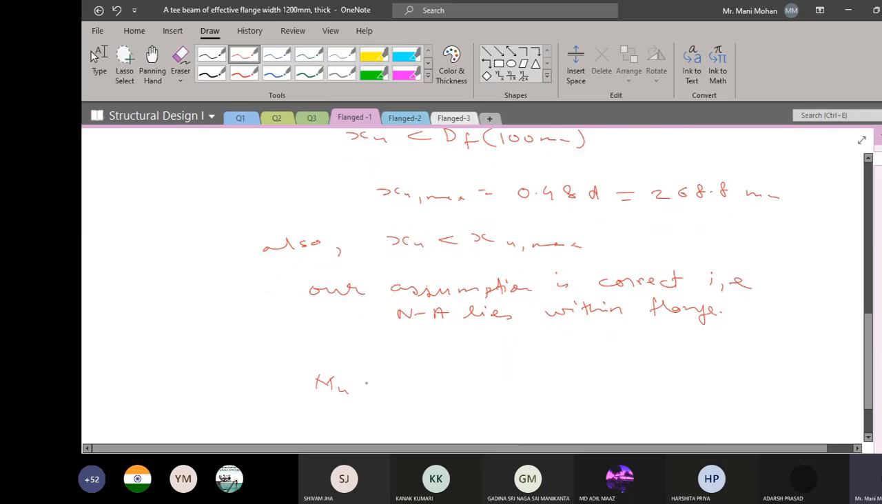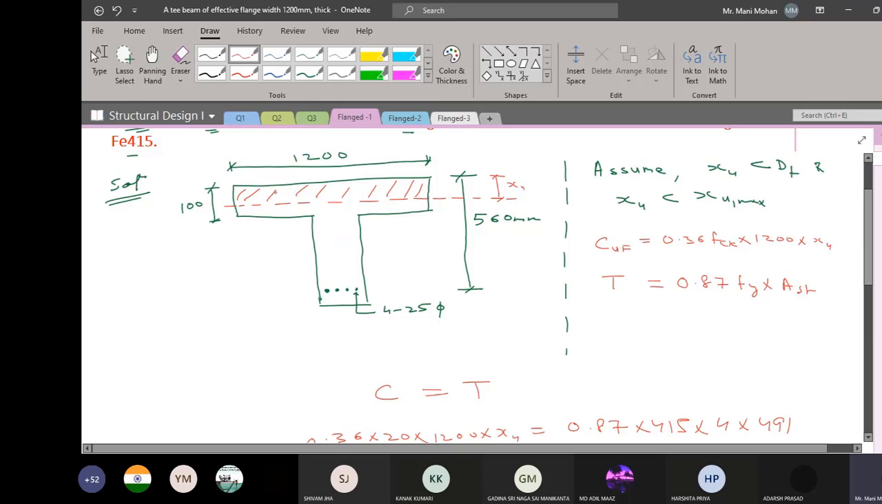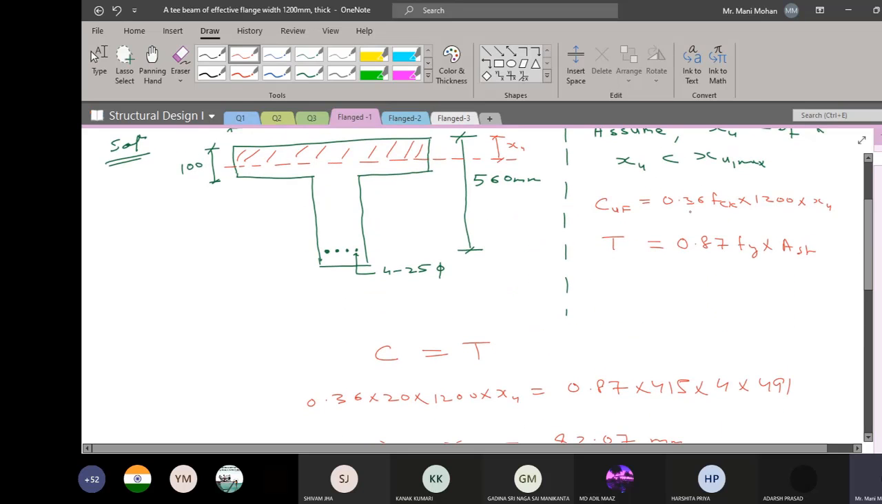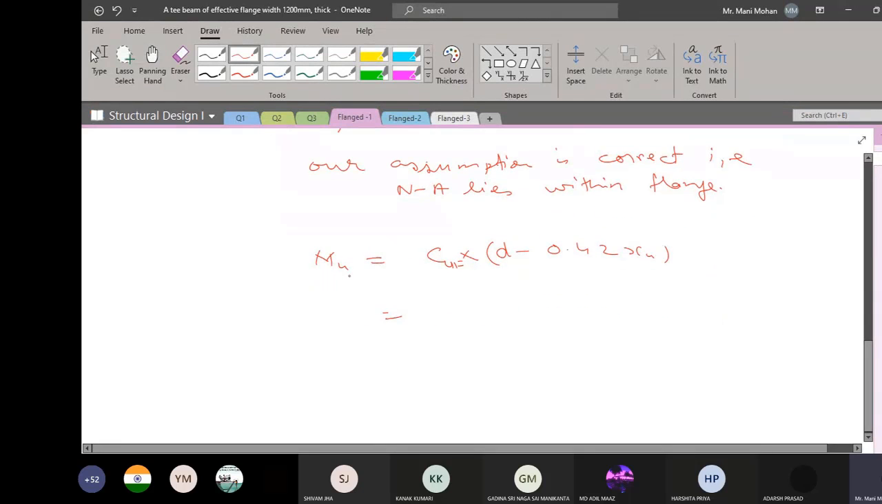Okay, so next what I can do, I can compute my moment of resistance. What is going to be my moment of resistance? Compression force into lever arm. So you have only force in the flange, you do not have a compression force in the web, since my neutral axis is lying in the flange. So this is going to be multiplied with your lever arm. So lever arm is going to be D minus 0.42 XU. So compression force in flange. So you know the expression which I have already written over here. So substitute everything and tell me what is the moment of resistance.